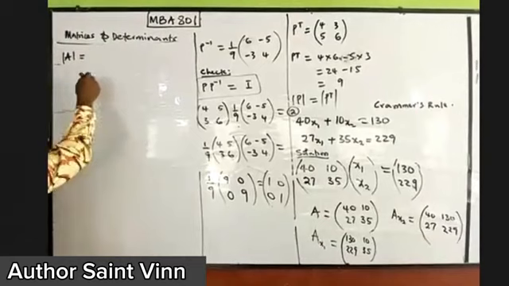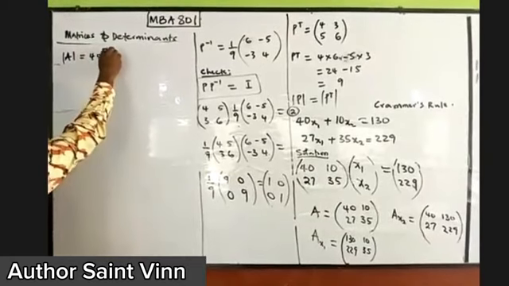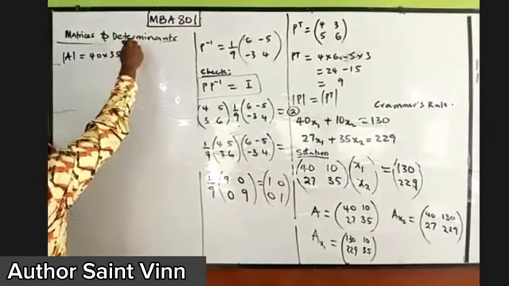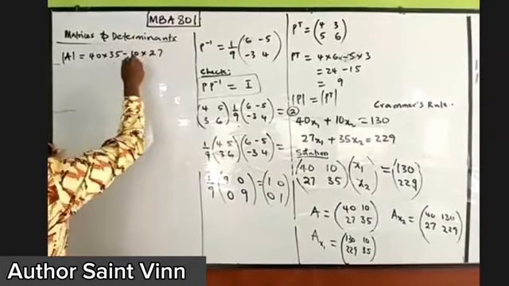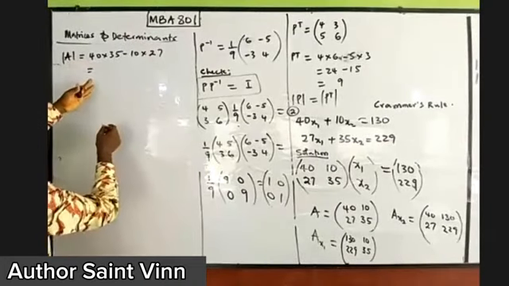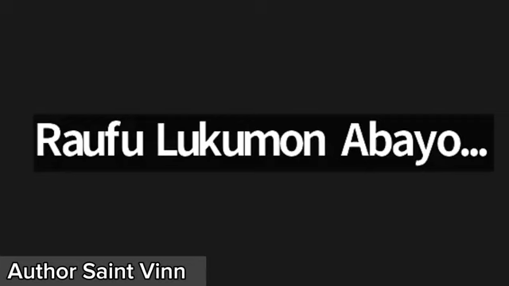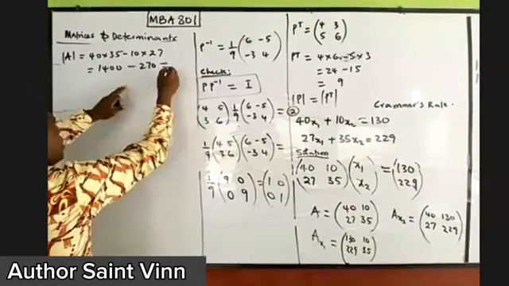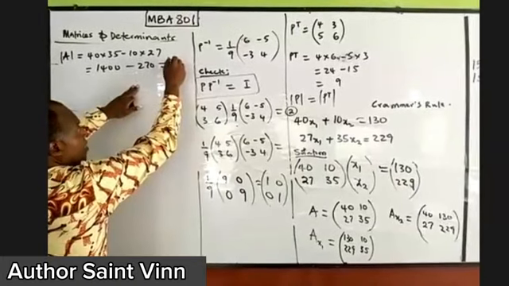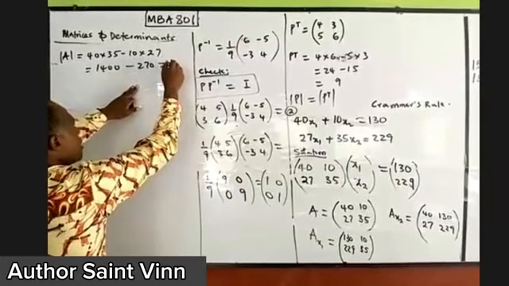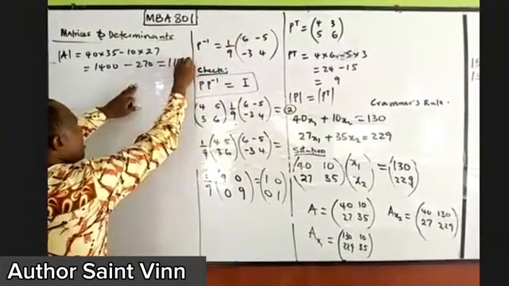The determinant of matrix A is 40 times 35 minus 10 times 27. Result, 1,130.